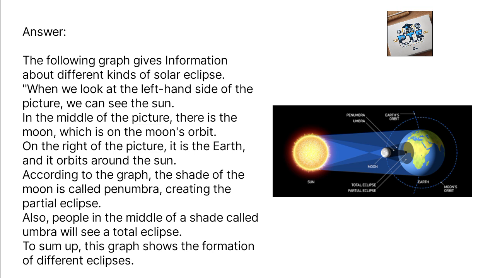On the right of the picture, there is the Earth, and it orbits around the sun. According to the graph, the shade of the moon is called penumbra, creating the partial eclipse. Also, people in the middle of a shade called umbra will see a total eclipse. To sum up, this graph shows the formation of different eclipses.